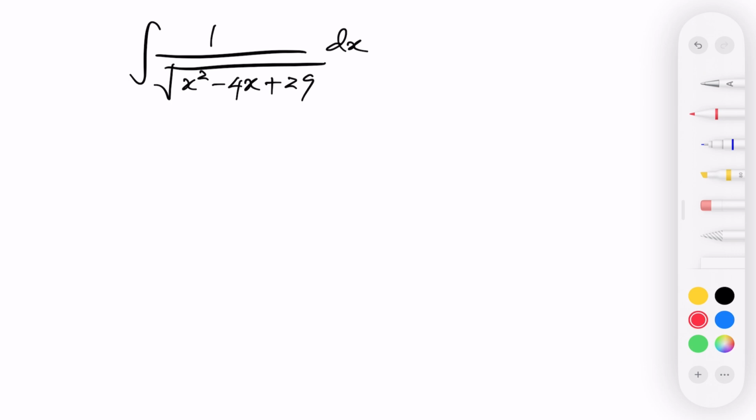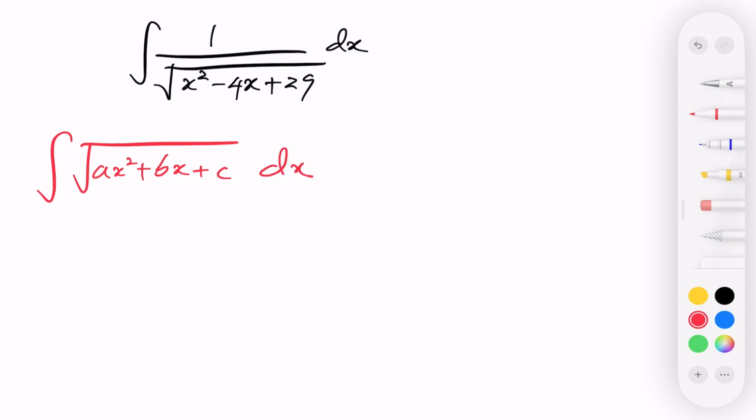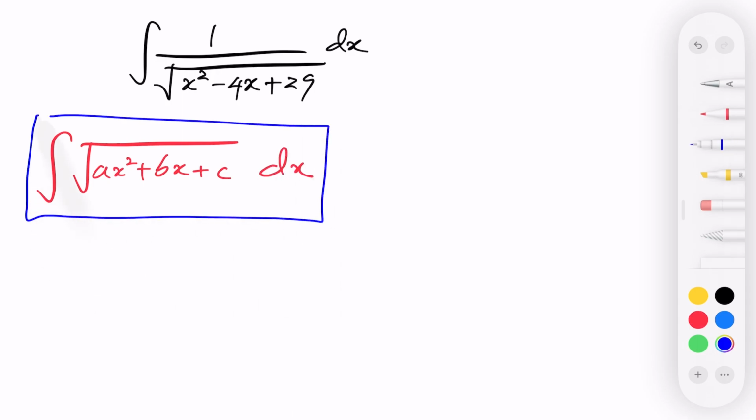At the beginning of this week, we saw how to evaluate integrals of the form square root ax squared plus bx plus c dx. We have classified this integral into 4 cases in that video.